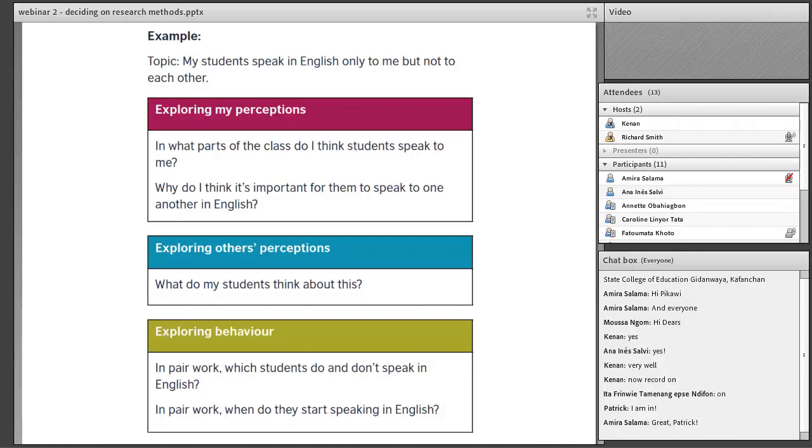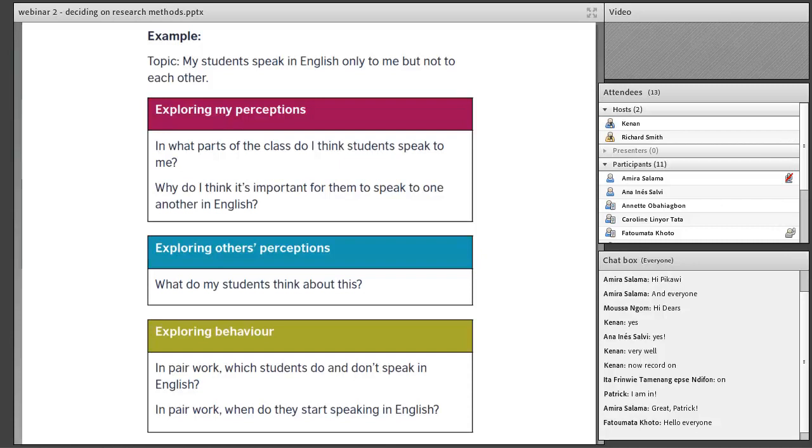This teacher's actual research questions were like this, and she had some questions for each of these three groups. In what parts of the class do I think students speak to me? Why do I think it's important for them to speak to one another in English? These are about exploring her own perceptions, going a bit deeper into her own beliefs. In a minute, I'll ask you what sorts of data or information do you think she could use to answer these questions? So have a think about that.